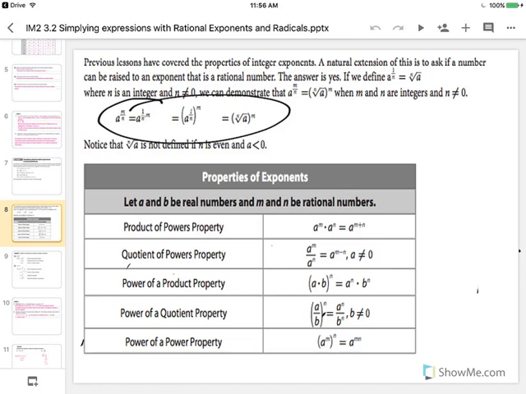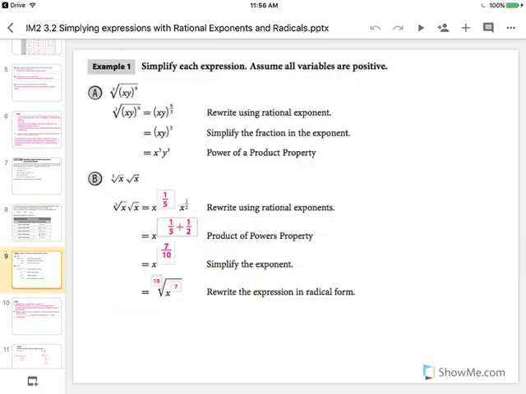Okay, so then let's go through some examples. Example 1, we have the cube root of the quantity xy raised to the 9th power. Then we change that into 9 over 3, and 9 over 3 reduces to 3. Now we distribute the 3. Or we can have this.